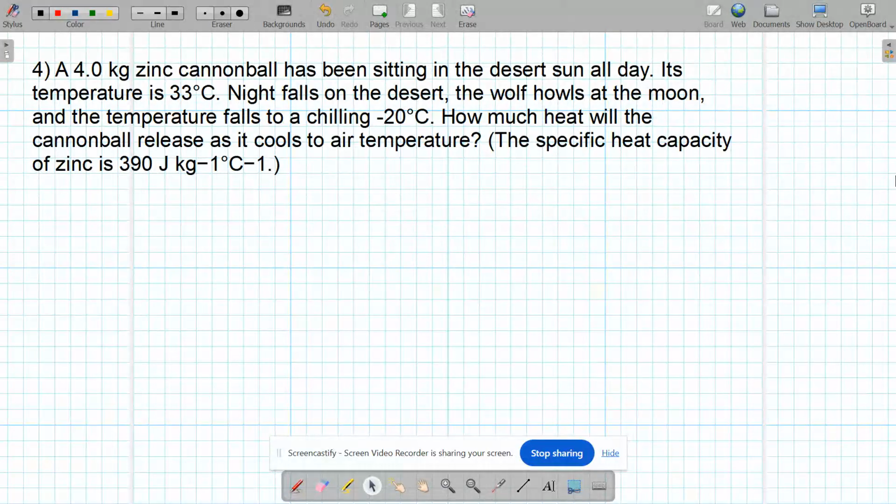Night falls on the desert, and the wolf howls at the moon. That doesn't have nothing to do with anything.